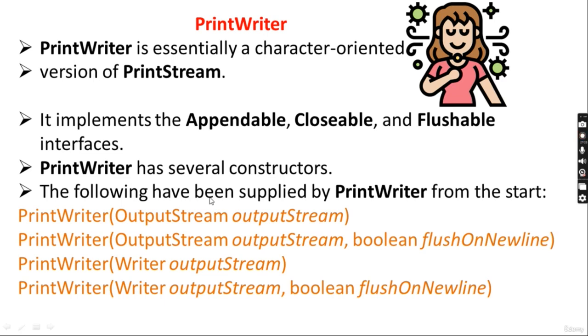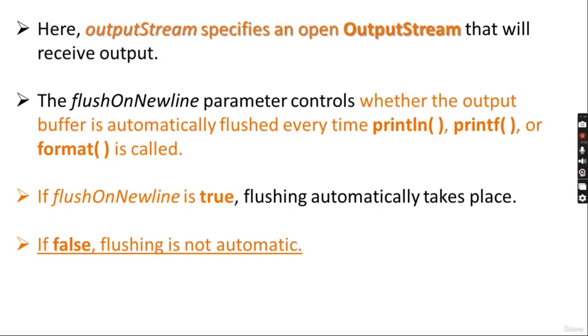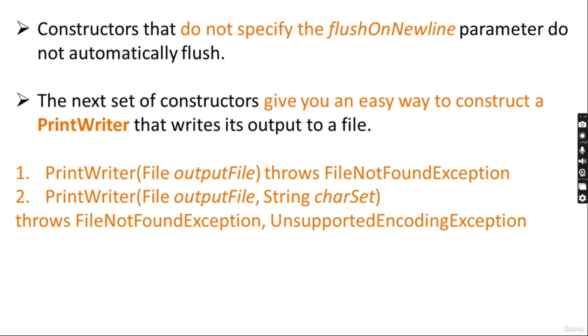PrintWriter(OutputStream outputStream), PrintWriter(OutputStream outputStream, boolean flushOnNewline). Here outputStream specifies an open output stream that will receive the output. If flushOnNewline is true, then it will automatically flush on every newline whenever println, printf or format is called. So flushOnNewline true will do this automatically. Otherwise flushing is not automatic. Constructors that do not specify the flushOnNewline parameter do not automatically flush.